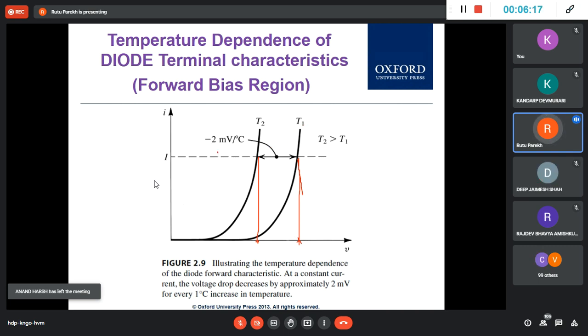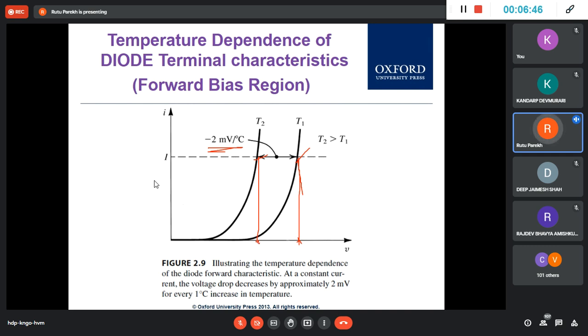And what is it for the diode? It is 2 millivolt per degree centigrade. So here, for the same current, the difference is for 1 degree centigrade. So if this is 26 and this is 25, then this difference is 2 millivolt. Okay, that's what it means. So for a 10 degree change, you will get a 20 millivolt change.